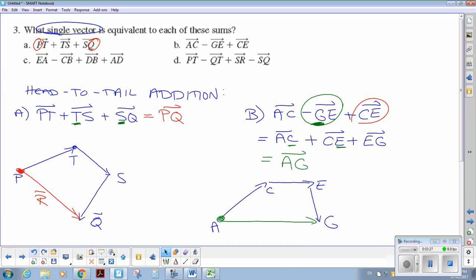Do you need the diagram? No, I don't require the diagram if you can do the rearranging, if you can do this step, but you do need to show me this for full marks, okay? You need to show me the rearrangement to show me that you understand the question.